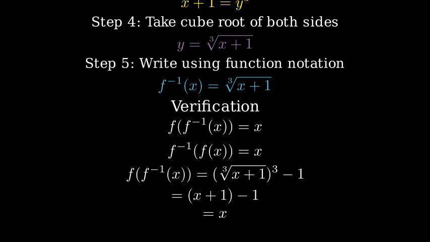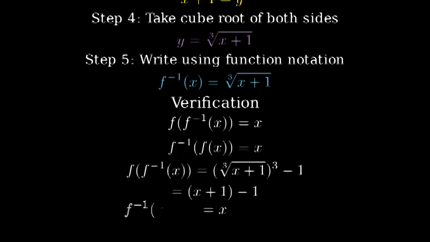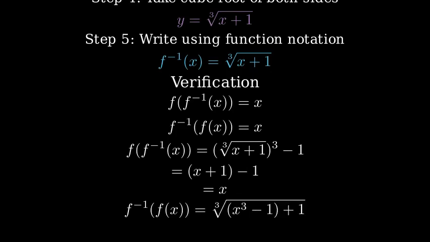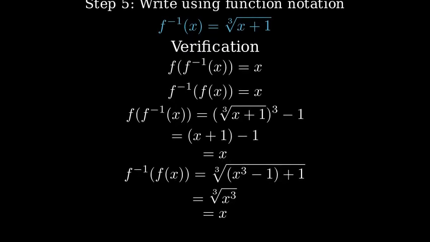Now, let's check f⁻¹(f(x)). We substitute f(x), which is x³ − 1, into f⁻¹(x), which is the cube root of (x + 1). When we simplify this, we get the cube root of (x³ − 1 + 1), which simplifies to x. Let's visualize these functions on a graph.